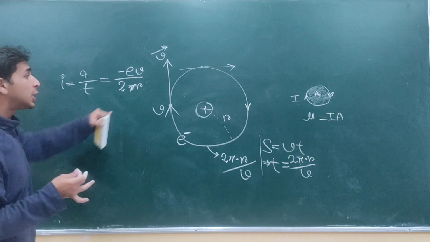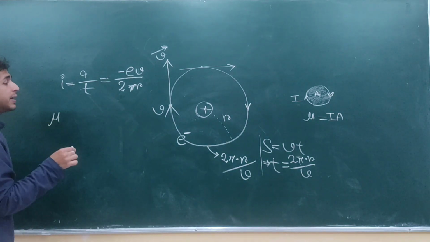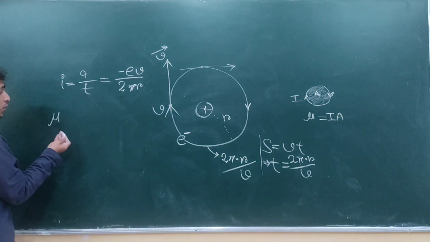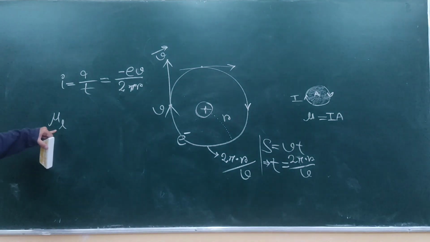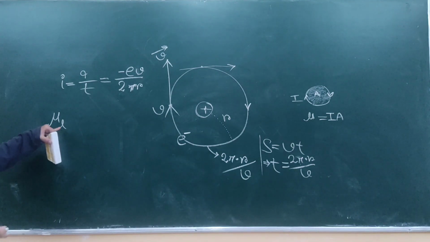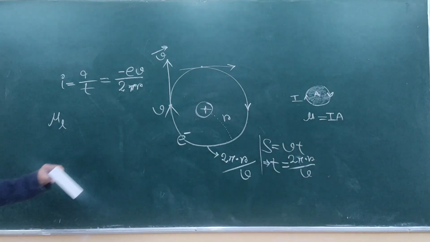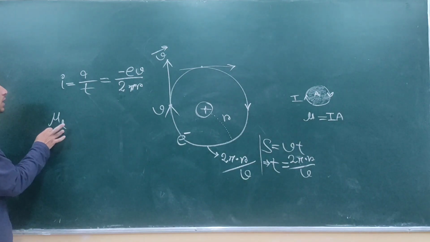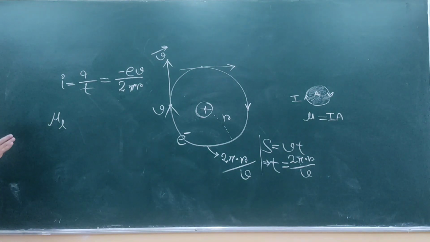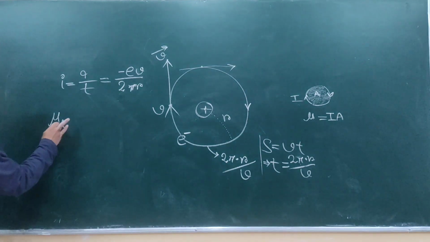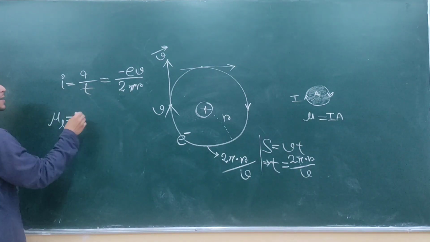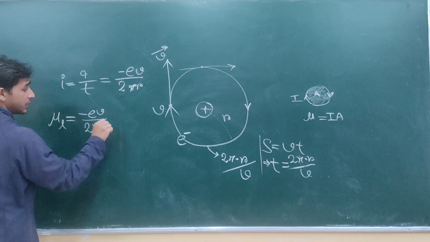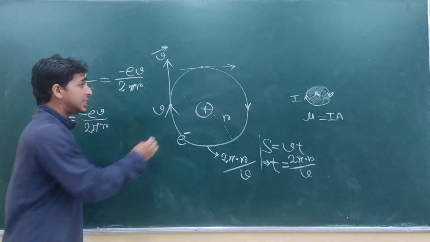After that, to calculate the magnetic dipole moment created by this electron's orbital motion, symbolized by mu L, L represents that this magnetic dipole moment is created due to the orbital motion of that electron. As small l is the orbital quantum number, we symbolize the magnetic dipole moment created by the electron as mu L, and that will be equal to this current, meaning negative ev divided by 2 pi r, times the area of this region.